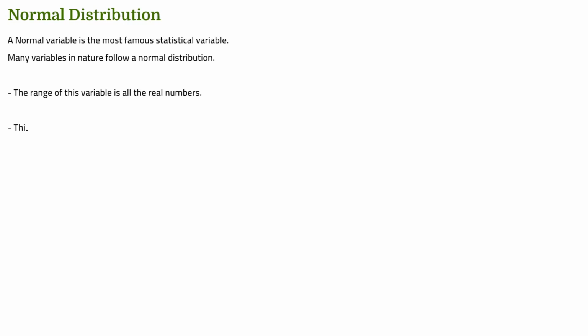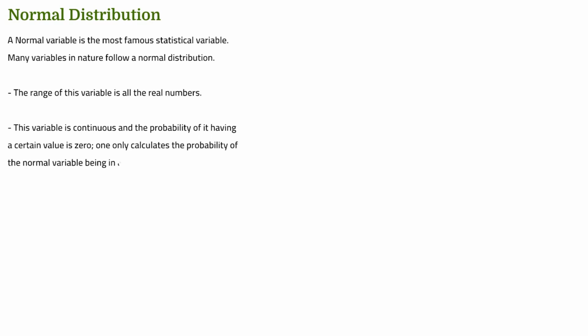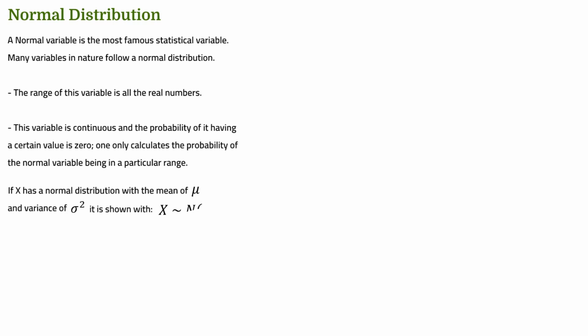Next topic, normal distribution. A normal variable is the most famous statistical variable. Many variables in nature follow a normal distribution. The range of this variable is all the real numbers. The variable is continuous and the probability of it having a certain value is 0. One only calculates the probability of a normal variable being in a particular range. If X has a normal distribution with the mean mu and variance sigma square, it is shown as X is normal with mu and sigma square.